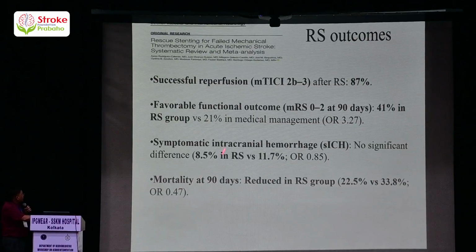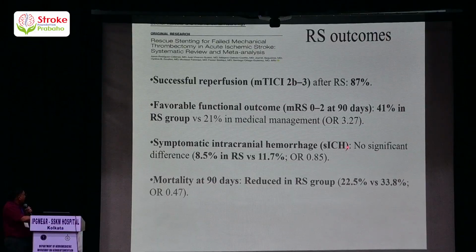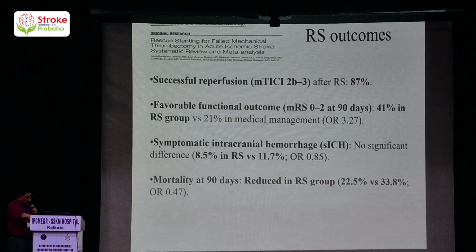As for the outcome of rescue stenting, we get good reperfusion in around 85% of the cases. A favorable functional outcome occurs in around 41% of the cases. If you do not treat them, half of the patients will not benefit. So it is always better to do rescue stenting. Symptomatic hemorrhage is somewhat more frequent with rescue stenting, but again it is not very significant. And mortality at 90 days is reduced with rescue stenting, 22% versus 33%. So rescue stenting is always better than leaving a completely occluded artery.